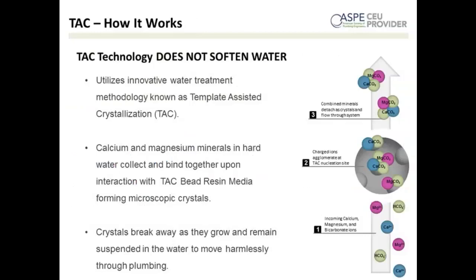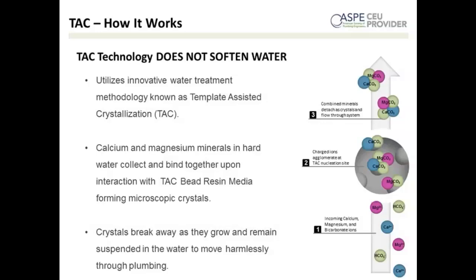So how does it work? The interesting thing is, because nothing's added to the water, there are these TAC bead resins that are inserted into each either cartridge-based system or tank-based system. And what happens is that when water comes into contact with these bead resins that are specifically coated with a proprietary formula, they cause the calcium and magnesium minerals, which are most commonly found in hard water, to grow microcrystals and bind to each other and then get passed through the water distribution pipes without adhering to metal surfaces. And so this is a physical condition that occurs.